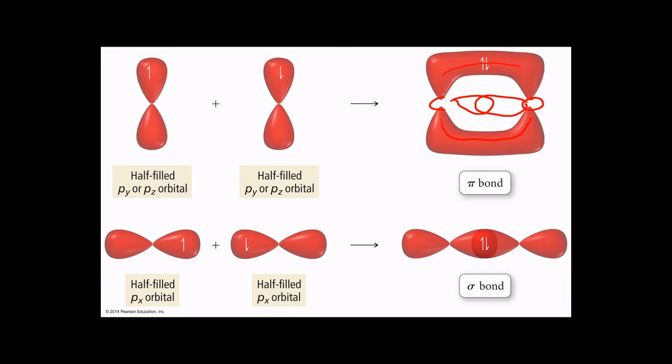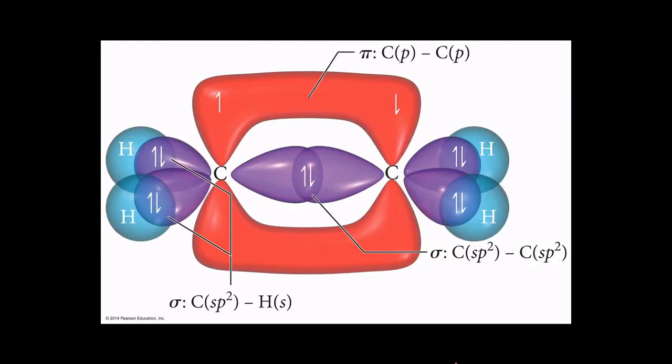So these bonds that exist above and below the plane of the nucleus, so this would be the plane between the nuclei here, these bonds that exist above and below that are called pi bonds. And then the bonds that exist directly between the nuclei, which is what we see here, these are what we call sigma bonds. And so like I was trying to show you a second ago, we have the pi bonds above and below, sigma bonds directly in between.